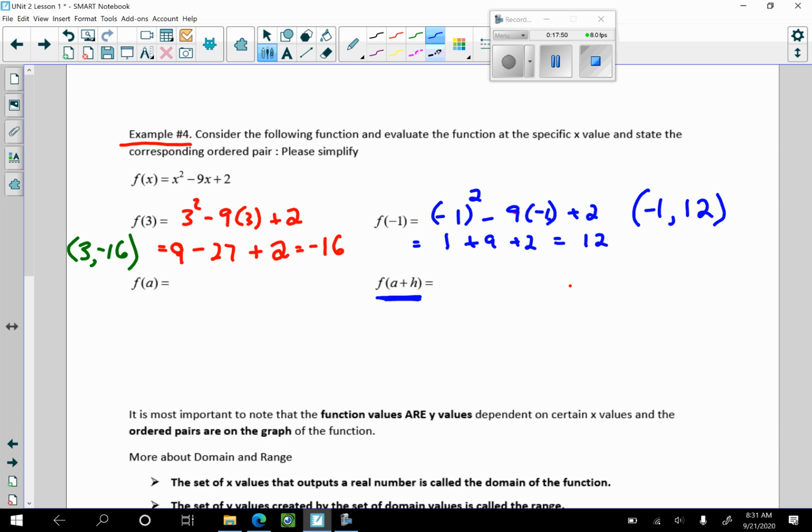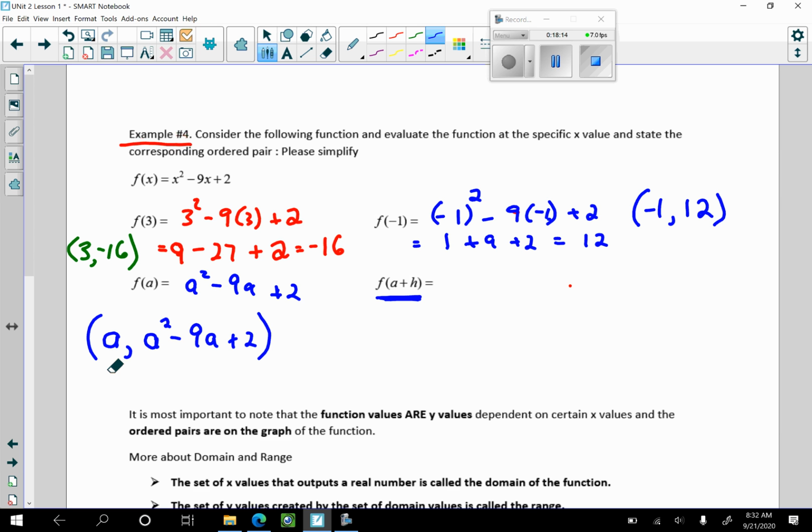So f of a is going to be a squared minus 9a plus 2. And you can't simplify that. What is the ordered pair? The ordered pair is simply a, a squared minus 9a plus 2. Bam. That's the ordered pair.